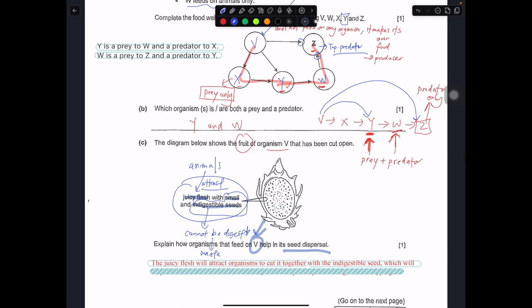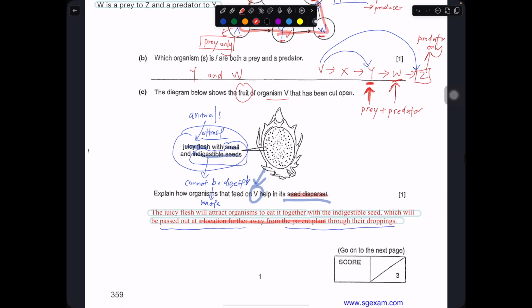So with the small indigestible seed, which will be passed out at a location further away from the parent plant through their droppings. Whenever you see this word seed dispersal, it's very important for you to write this part: at the location further away from the parent plant, because this is what seed dispersal is about. Bring the seed further away from the parent plant, either through wind, water, animal, or even by itself.